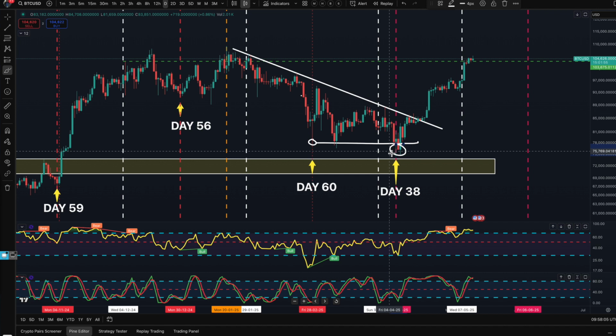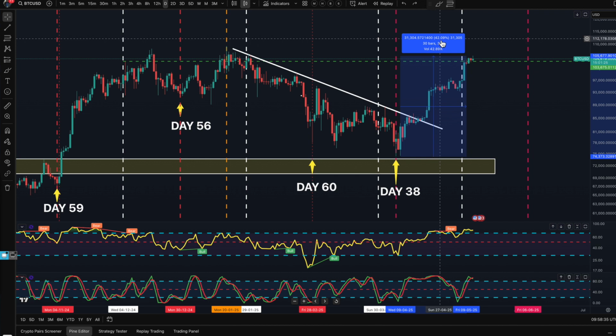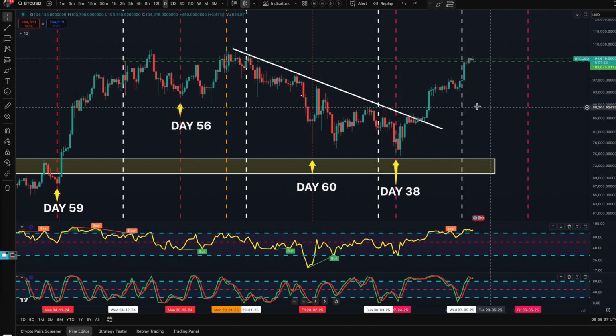And whenever you get a failed cycle, the higher probability is for a very powerful move to the upside. And this is exactly what we're getting at the moment. This is an unprecedented move after a failed cycle, and it may still have a little bit more to go. But so far, from the 74,000 to the current high that we got today at 105,700, this has been a 42% move, which is unprecedented within one cycle. And you would think that after such a big move, you would be expecting some sort of a pullback.